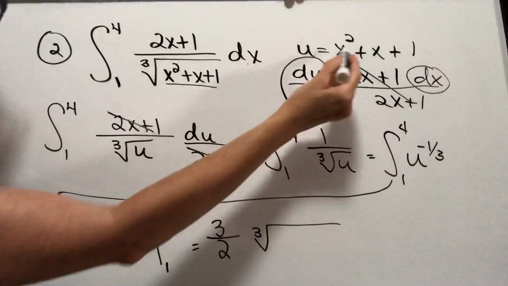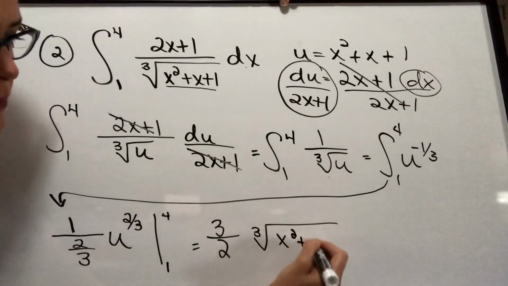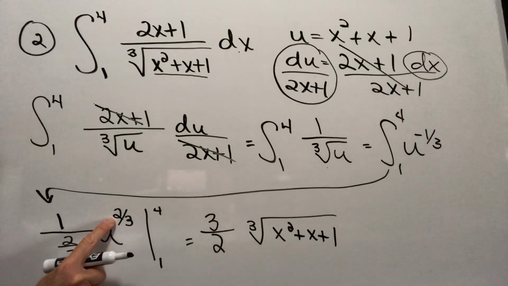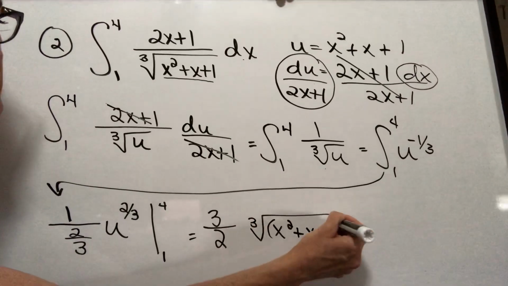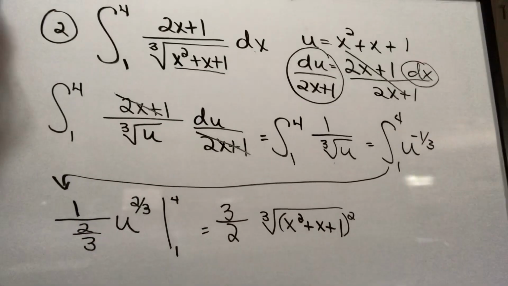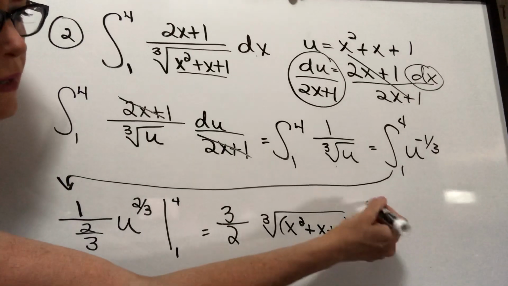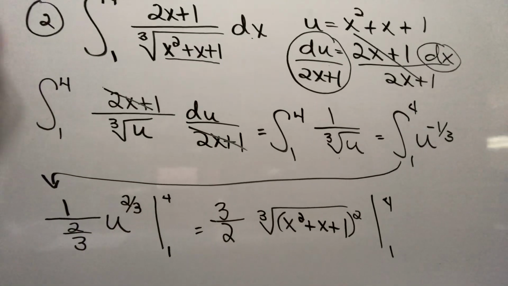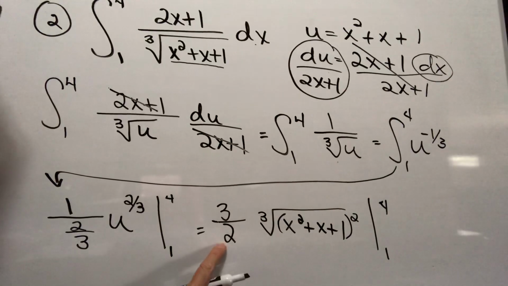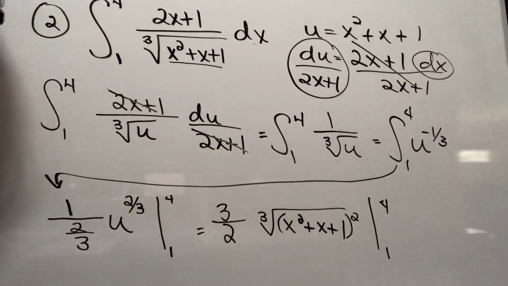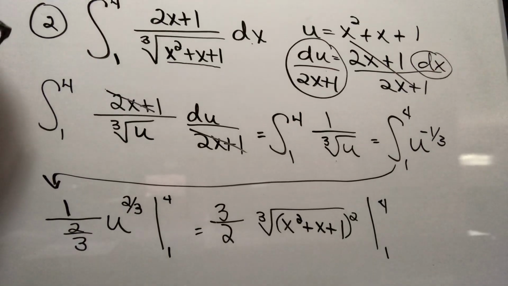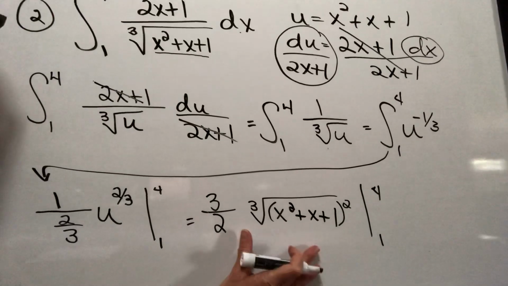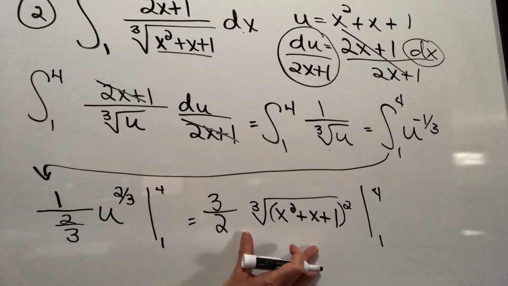Instead of u, I'm going to put in what I had u to be earlier, x squared plus x plus 1. But remember, it was the 2/3 power, not the 1/3 power. So that means that everything inside of the radical will be squared. Okay, so this is going to be your answer, not the final answer, but this is what we will use in our calculator. So we're going to evaluate this from 1 to 4. So we're going to first plug in 4 and get an answer, and then we will subtract what we get for plugging in 1. So this is what I'm going to use when I go to my calculator in just a minute, plugging in those two numbers.